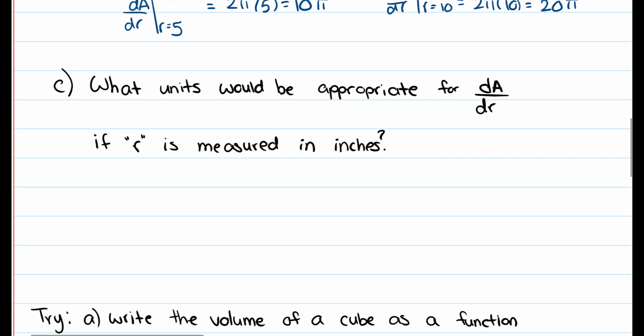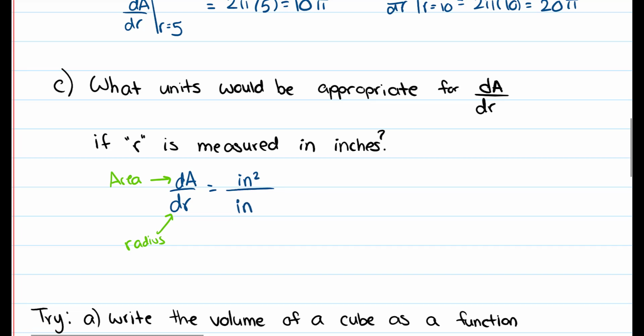What units would be appropriate for dA dr if r is measured in inches? Let's think about it for a second. What does dA represent? This represents area. And more importantly, the derivative is the change in. So we're going to talk about the change in area. And dr is the change in our radius. So area is given in inches squared. And dr is given in inches.